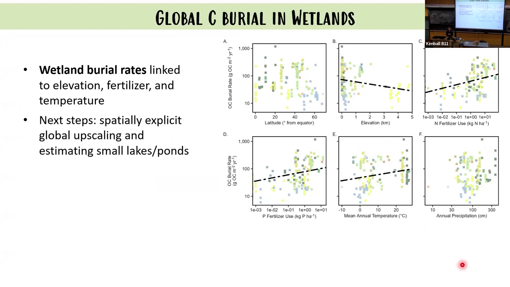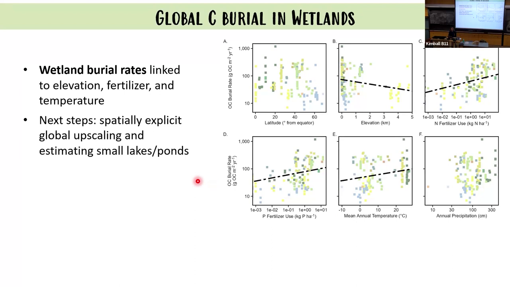We're also doing the same thing for wetlands. We aren't there yet with our global models. We're still trying to figure out which wetland maps to use and comparing some different wetland maps. But if we look at the drivers, we can see that wetlands at low elevation store more carbon, same as our lakes and reservoirs. And if we increase our fertilizer inputs to wetlands, both nitrogen and phosphorus, we increase our carbon burial again, because we're increasing the productivity of the plants that die and get built upon and form those sediments that are getting sequestered. And if we increase temperature, we increase those burial rates as well. So our next steps are to make some models that are spatially explicit for these wetlands.